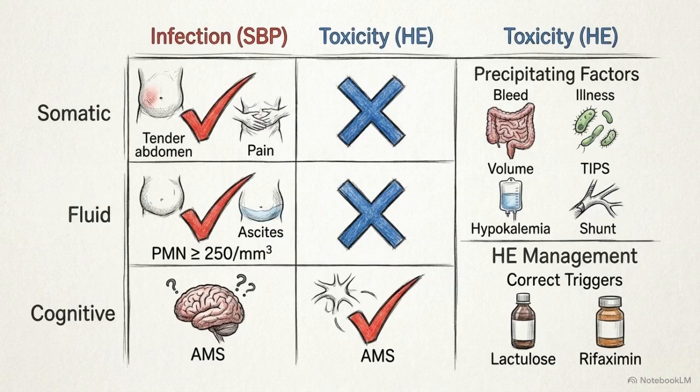This table maps SBP against hepatic encephalopathy. We check abdominal pain and ascites for SBP, but cross them out for HE. HE is an ammonia-driven nervous system disorder, provoked by GI bleeds, infection, hypovolemia, or TIPS. Treatment requires correcting triggers and administering lactulose or rifaximin.